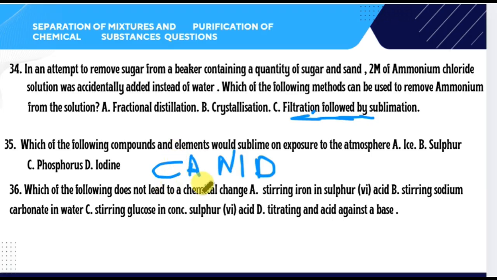C is standing for camphor, A is standing for ammonium chloride, N is standing for naphthalene, I is standing for iodine, and D is standing for dry ice. This dry ice is different from this ice. Dry ice is the solid form of carbon 4 oxide. So from this option now, we can definitely see our answer is option D.